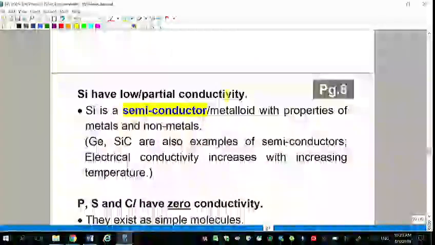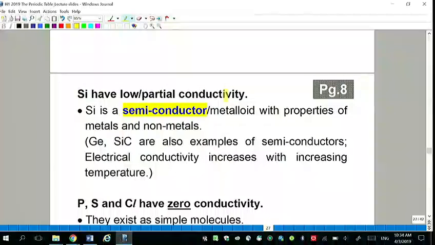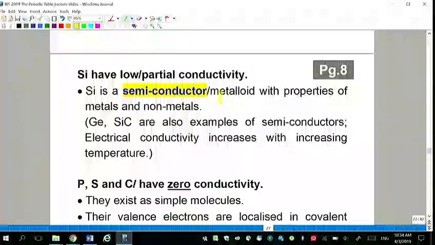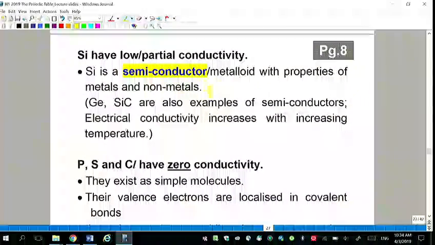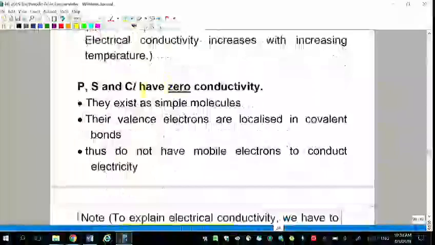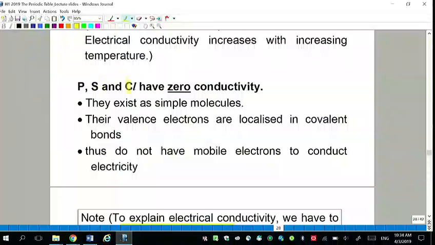Whereas silicon is a special case that you need to know. It is a semiconductor. We will not be talking too much about it, but I just need you to know that it has some form of conductivity because it is a semiconductor. If you are interested, just take material science in uni. Next, for phosphorus, sulfur, and chlorine, there is 0 conductivity.